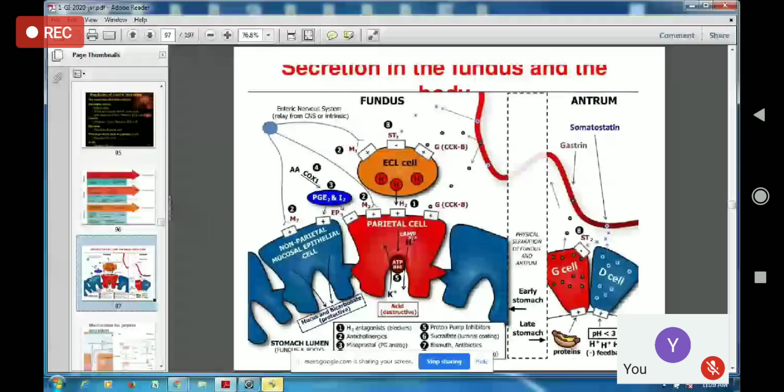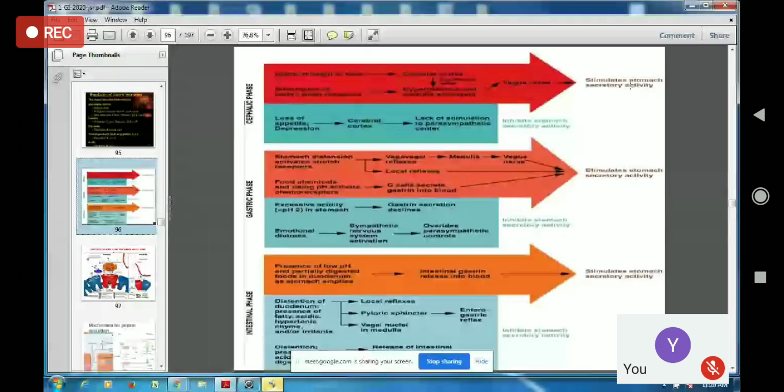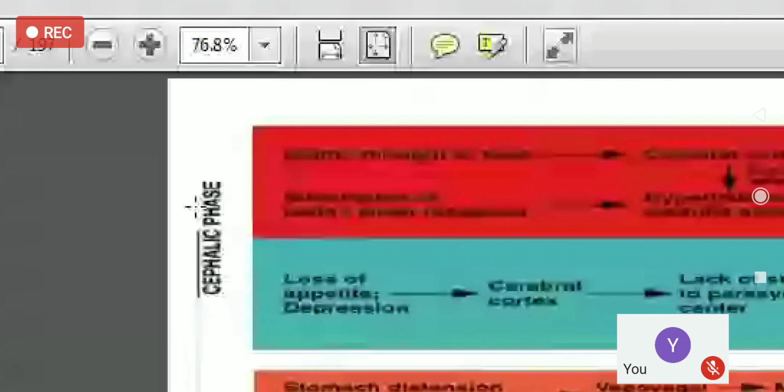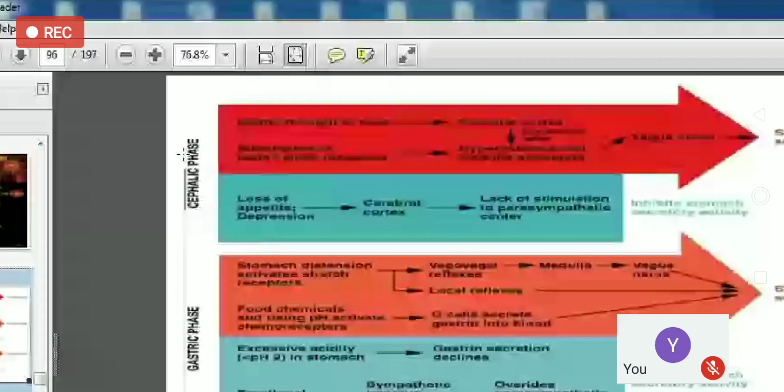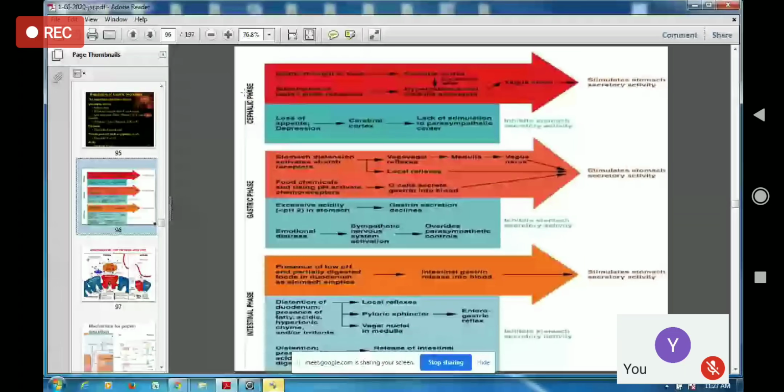Now we have to know that there are various phases in which the gastric secretion occurs. So gastric secretion or the HCl secretion occurs mainly under three headings: cephalic phase, gastric phase, and intestinal phase. So what is cephalic phase? What happens is, if we see the food that we like, or if we think about the food that we like, or we smell the food that we like very much, or we have put the food that we like in our mouth, then what happens? It causes the stimulation of the center in the medulla oblongata.